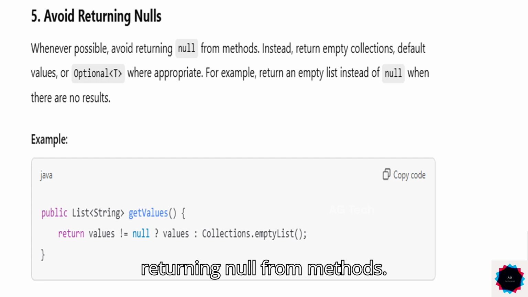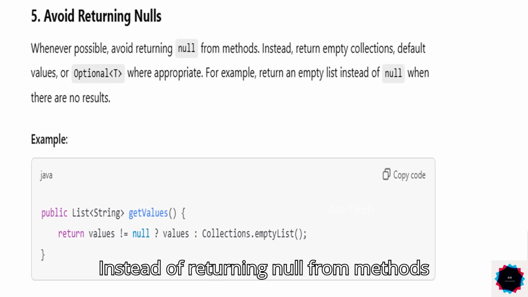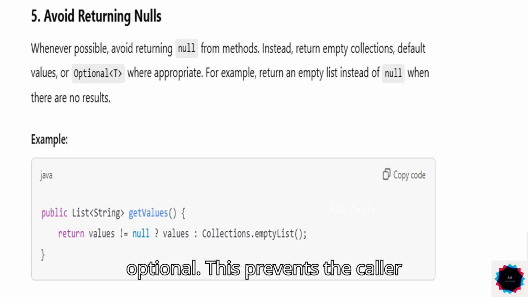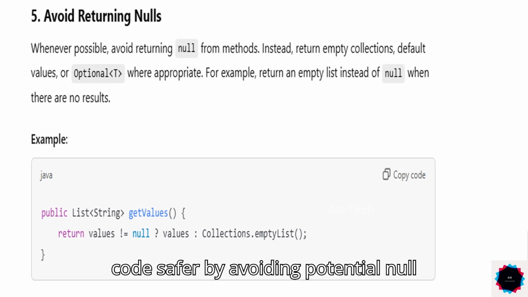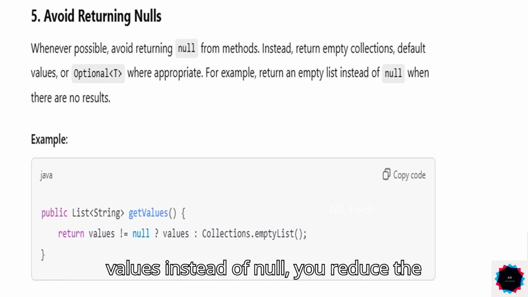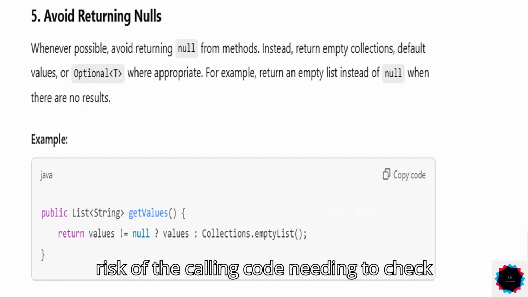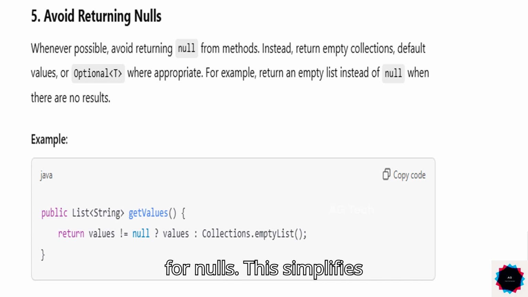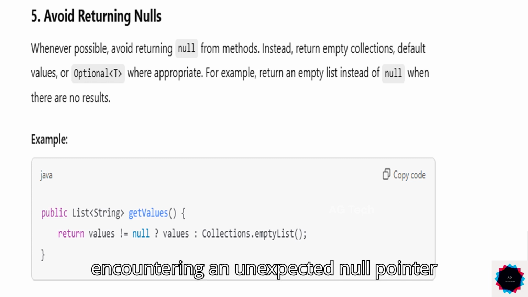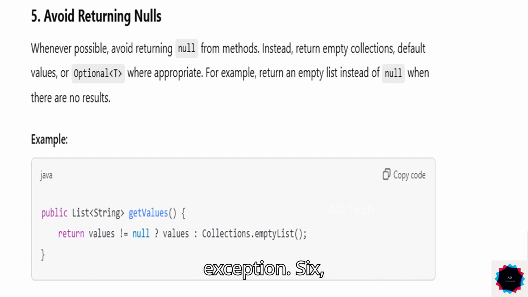5. Avoid returning null from methods. Instead of returning null from methods when a value is absent, return alternative values like empty collections, default values, or Optional. This prevents the caller from having to handle null and makes your code safer by avoiding potential null pointer exceptions. By returning empty collections or default values instead of null, you reduce the risk of the calling code needing to check for nulls. This simplifies client code and avoids the possibility of encountering an unexpected null pointer exception.